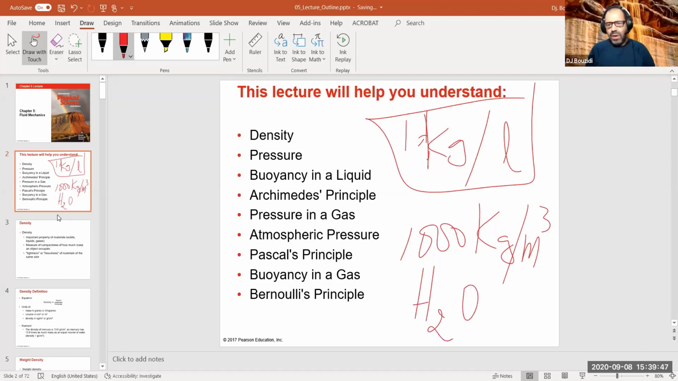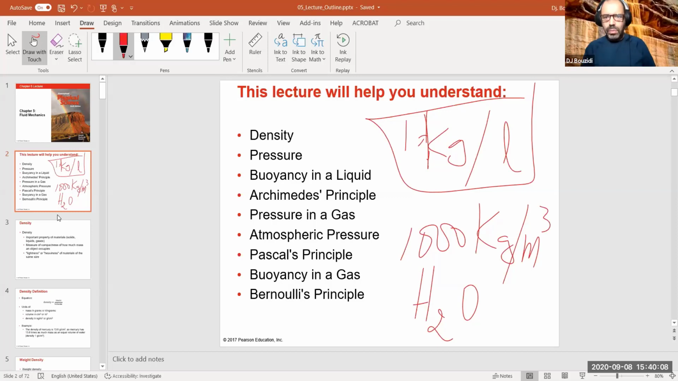Okay, it's 1,000 kilograms per cubic meter. That's in the standard SI units, or 1 kilogram for each liter, okay? So there is a correspondence between a liter and a cubic meter. 1,000 liters is a cubic meter. That's another thing in there.